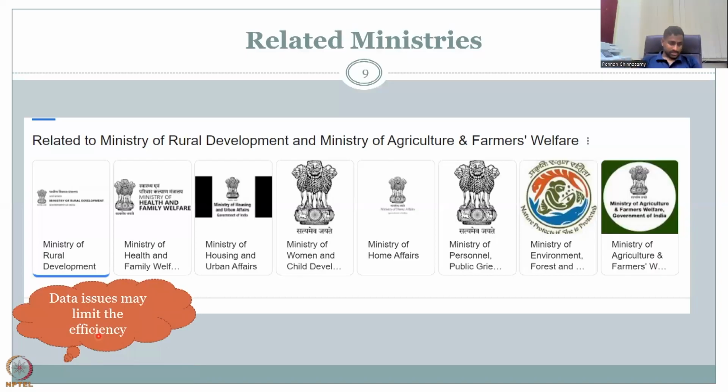Multiple schemes exist. That's what we mentioned and we saw. And the government wants feedback on how these schemes work and how can they improve it. However, there are data issues which limit or may limit the efficiency. Let's say the school example I gave in the last lecture. The government has built schools in Jharkhand. However, it is in excess. So now the efficiency of the school is compromised.